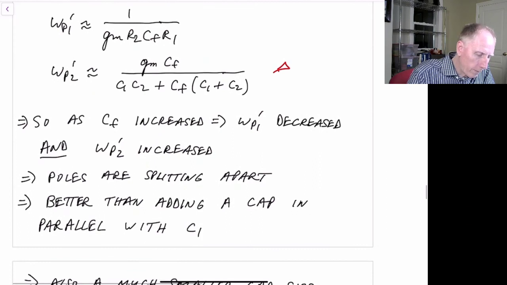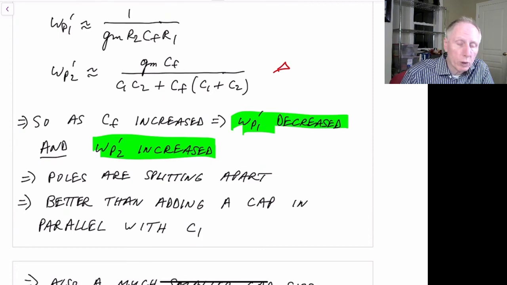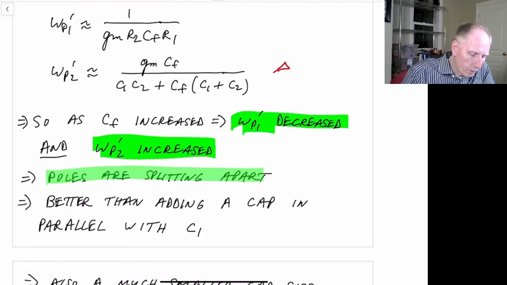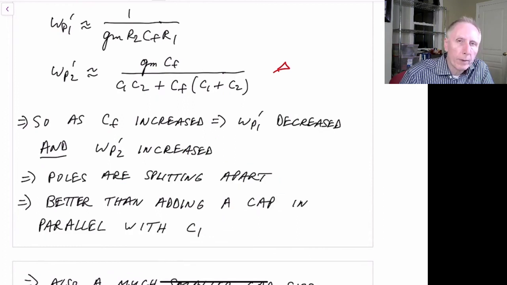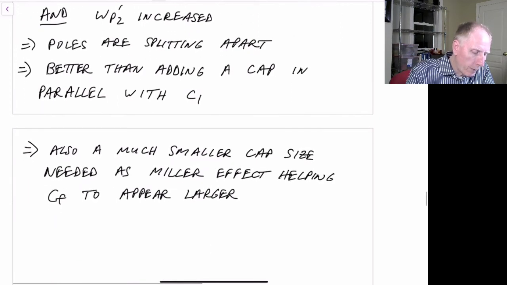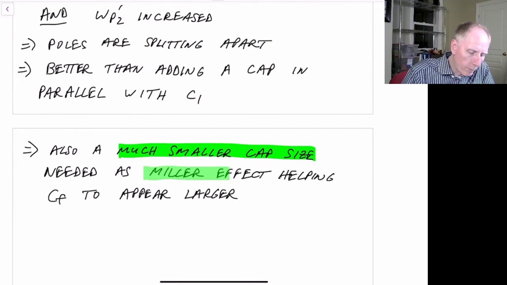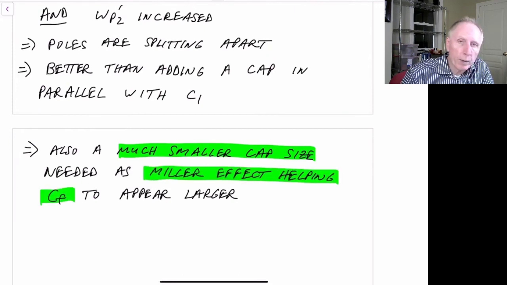So what we see is that, as I mentioned, omega P1 prime decreases, but omega P2 prime increases. So our poles are splitting further apart. So that's actually better than just adding a cap in parallel with C1, because we'll get a higher bandwidth with this. Our non-dominant pole is increasing to a higher frequency, which is helping us to get more bandwidth in our final circuit. The other added benefit is we need a much smaller capacitor size, because we're using our Miller effect and helping our CF to appear much larger.